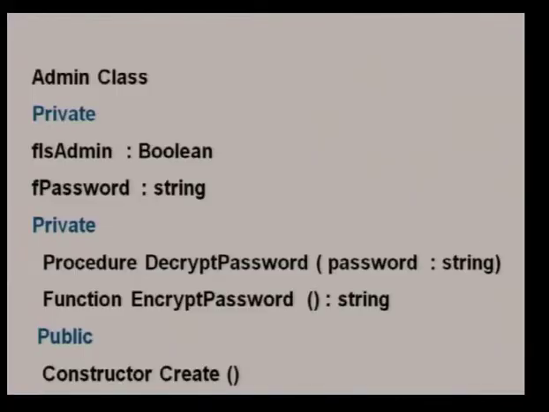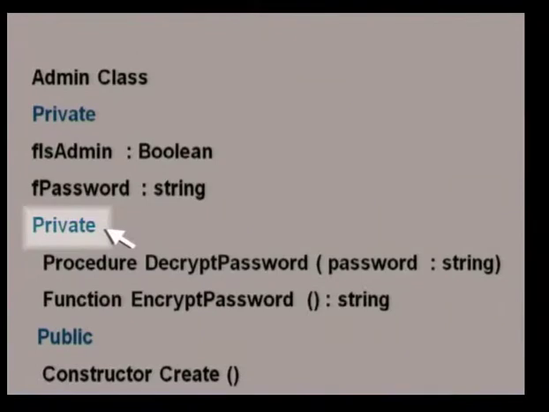A class diagram will have a number of standard things: a heading with the name of the class, the fields in the top section, which is usually private, and their data types, Boolean and string. This F as the first letter helps to distinguish the fields from the variables that will be used in the coding of the methods. The methods are in the bottom section.